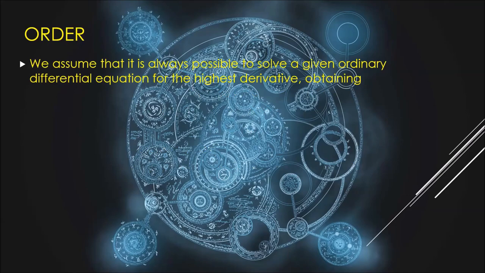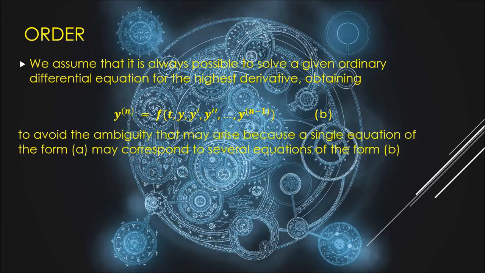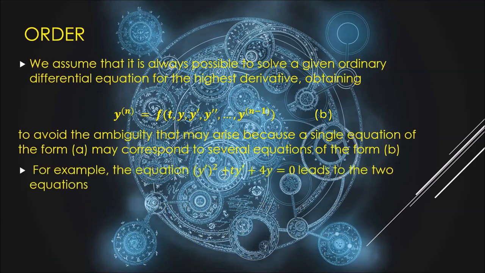We assume that it is always possible to solve a given ordinary differential equation for the highest derivative, obtaining y^(n) equals f of t, y, y prime, y double prime, up to y^(n-1), to avoid the ambiguity that may arise because a single equation of the form A may correspond to several equations in the form B. For example, the equation y prime squared plus t y prime plus 4y equals 0 leads to two equations. That is, y prime equals negative t plus the quantity square root of t squared minus 16y, all over 2, or y prime equals negative t minus the quantity square root of t squared minus 16y, all over 2.